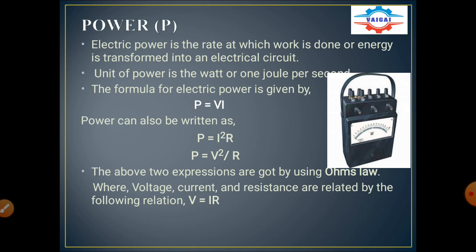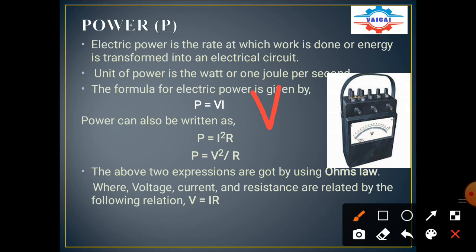Next one is power. Power is the rate at which work is done or energy is transferred in the electrical circuit. It is the product of voltage and current. P is equal to V into I. Power also can be written as P is equal to I square R, according to Ohm's law. And then P is equal to V square by R.